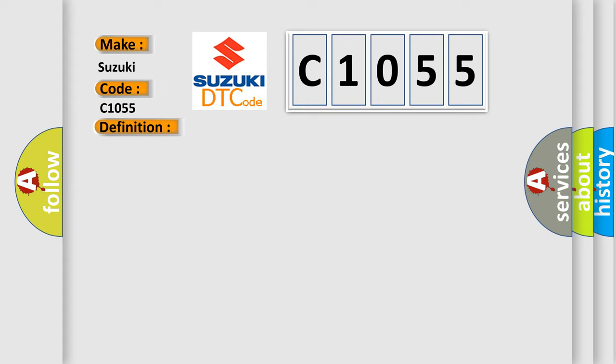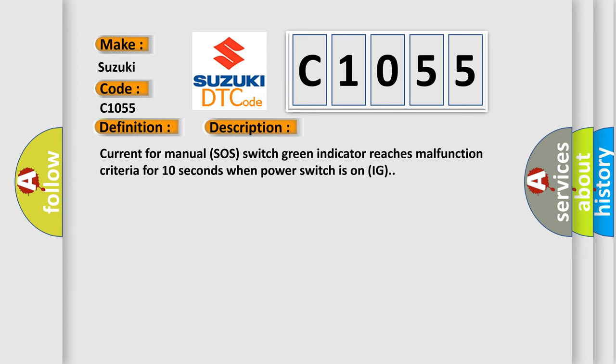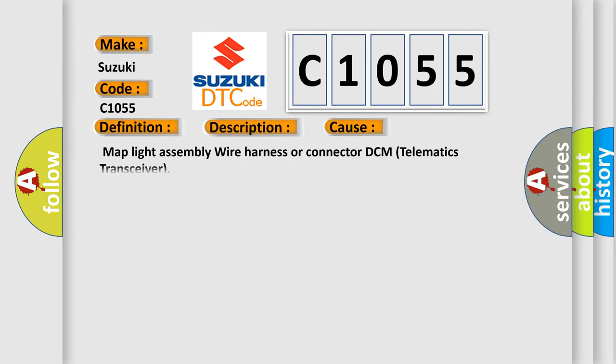And now this is a short description of this DTC code. Current for manual SOS switch green indicator reaches malfunction criteria for 10 seconds when power switch is on IG. This diagnostic error occurs most often in these cases: MAP light assembly, wire harness or connector, DCM telematics transceiver.